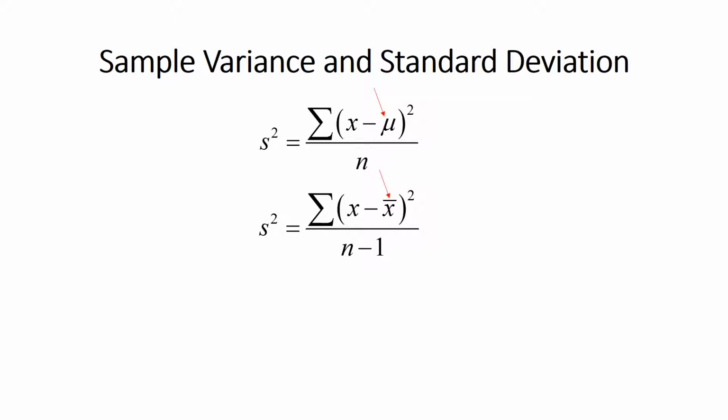However, when we use a sample statistic such as the sample mean to estimate a population parameter, we lose one so-called degree of freedom. The numerator in this formula is called the sum of squares, and the denominator is called the degrees of freedom, n-1 in this case. Since the standard deviation is the square root of the variance, this is the formula used to find the sample standard deviation, which we use to estimate the population standard deviation.